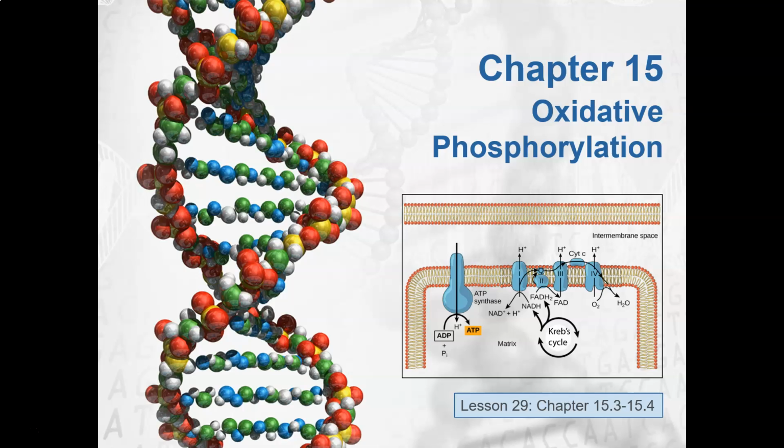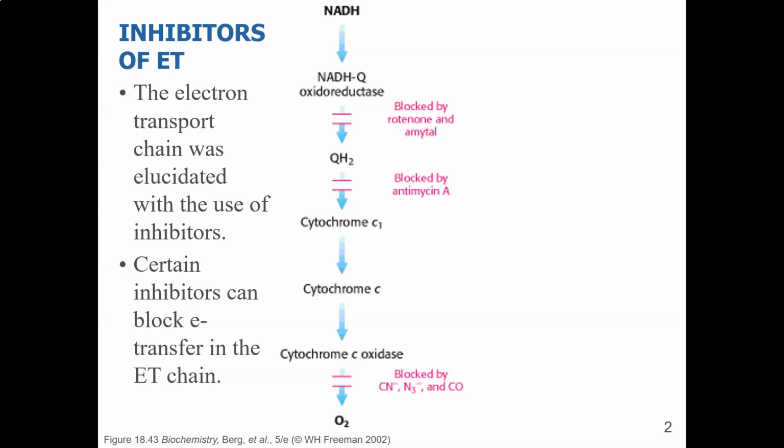Hello everyone. Today we are going to talk about oxidative phosphorylation. Last time we talked about electron transport, and today we want to talk about how it's linked to the synthesis of ATP. But before we do that, I wanted to talk about how the electron transport chain was worked out.